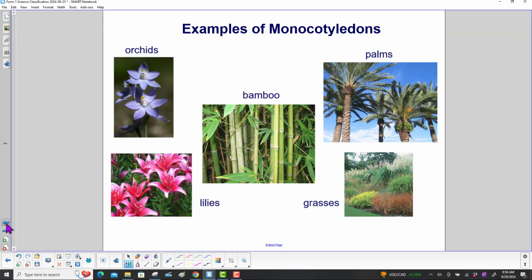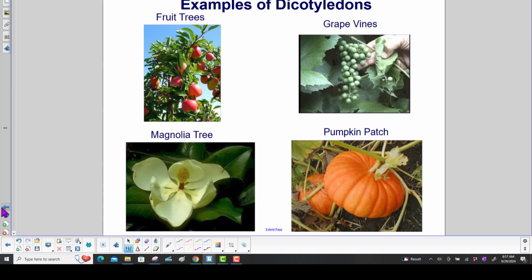Examples of monocotyledons: we have orchids over here, lilies, bamboo, palms, and grasses. Examples of dicotyledons: fruit trees, grapevines, magnolia tree, and a pumpkin patch.